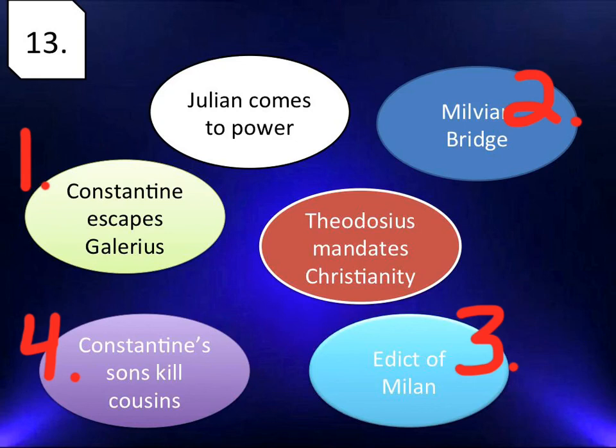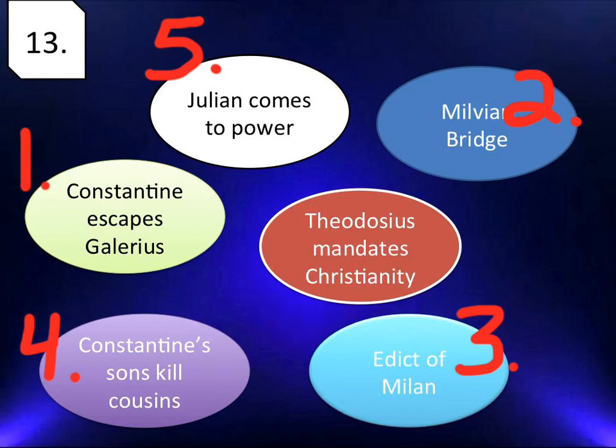They famously spare one cousin. This is in the 330s that this happens. They spare their 5-year-old cousin Julian. Well, after Julian has been around for a while, finally Julian comes to power. This is a very brief reign, from the year 361 to 363.